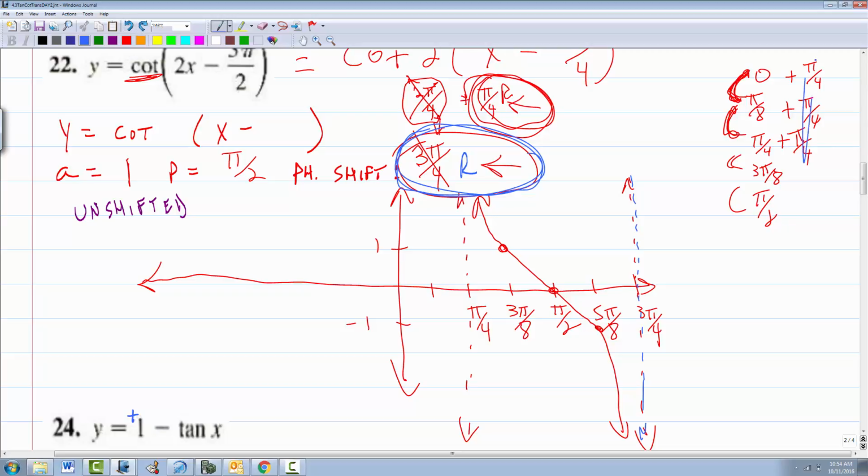But anyway, if I were to just move these 3 pi over 4 to the right and add 3 pi over 4 to all of these, I would have started here and had these 4 values.